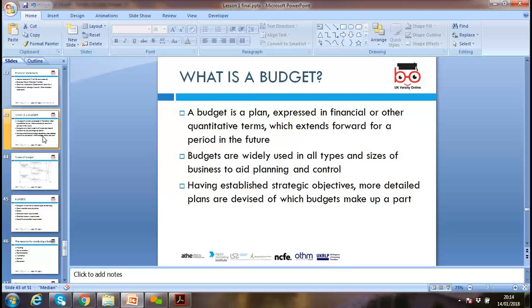It's how much money you've got, basically, how much you've got to spend, and how much money you can spare. Okay, well then. A budget is a financial plan expressed in financial quantitative terms. Quantitative means in numbers, and we extend it forward for a period in the future. Budgets are widely used in organizations of all sizes and types for planning and control. We stay within a budget, like we have heard a lot about the NHS budget being a constraint.